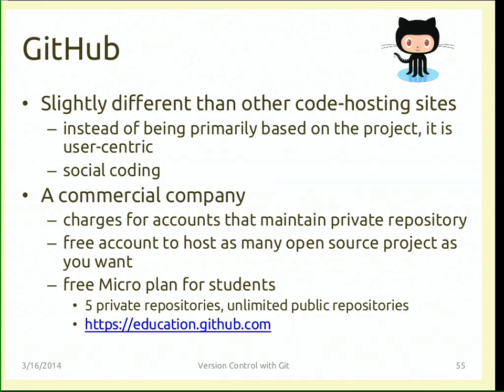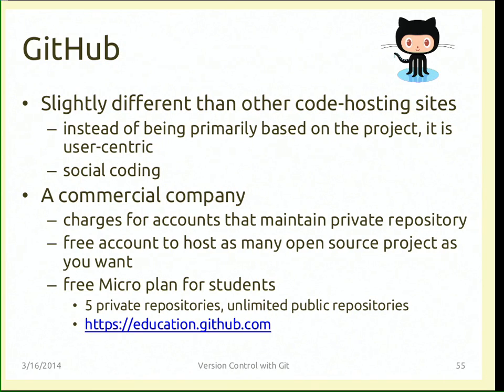GitHub is a commercial company. It wants to make money in that sense. It's slightly different from other code hosting sites because other code hosting sites put the project at the center. You create a project, and the project then has some users. In GitHub, you have the user that has some projects. Because GitHub has the concept of social coding, you can like a project, you can follow or watch a project, you can fork a project, that's it. You can take a project of another person and copy all the repository from their repository to your own, and so on.